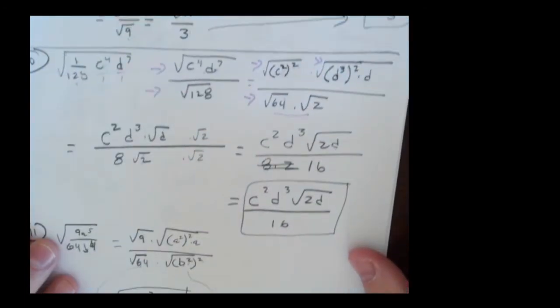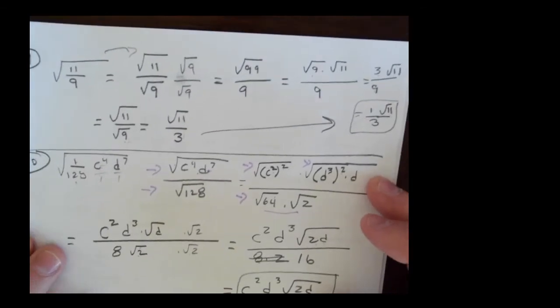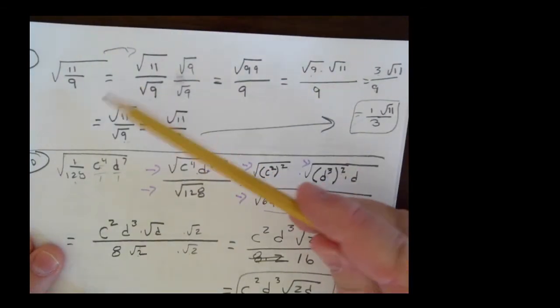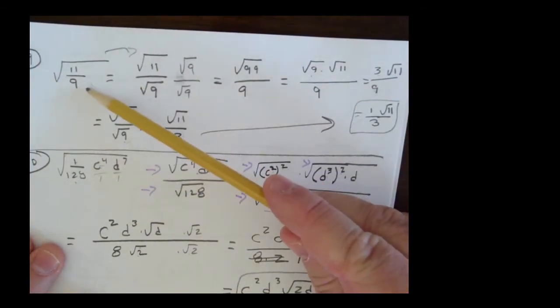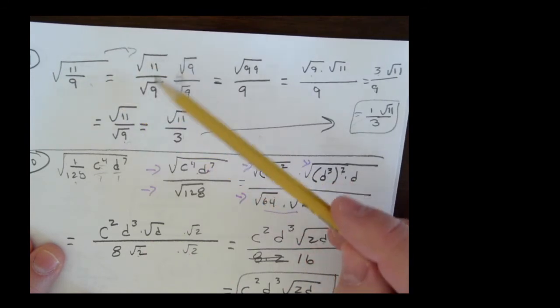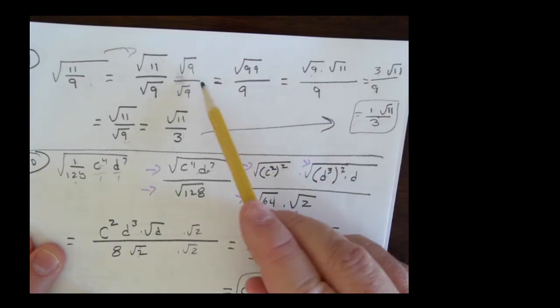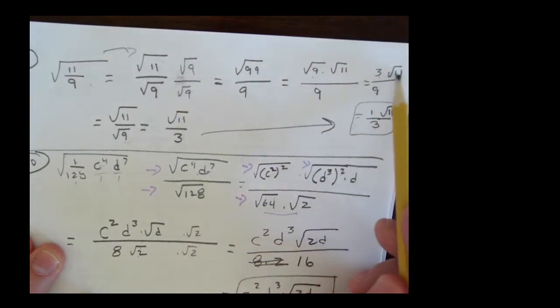Number 9. Okay, square root of 11 over 9. You can change that to be square root of 11 over 9 like that. Now I'm taking you through the long way to do this.